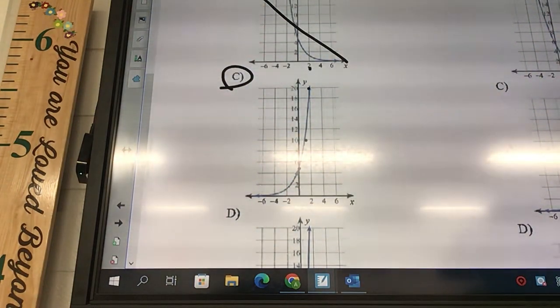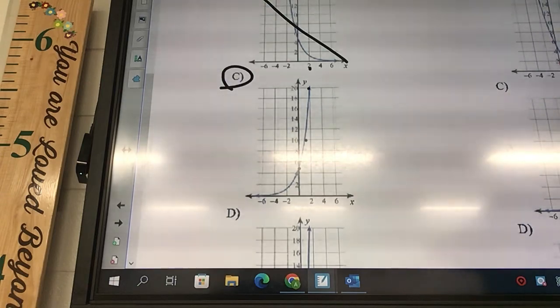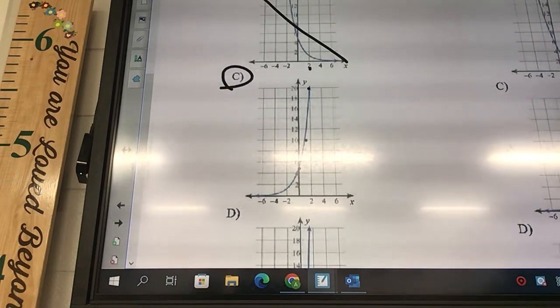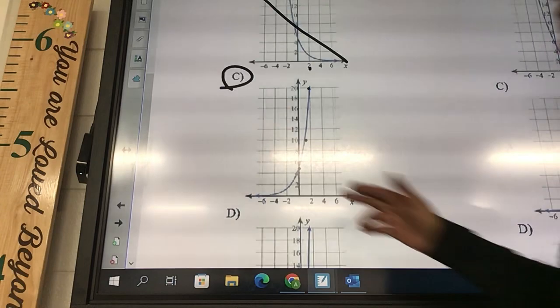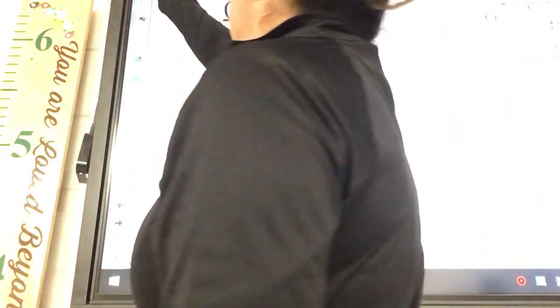Maggie, fix your shirt. Your whole back is hanging out. Untie it. Or go get a jacket, one of the two. Or go to the office. I don't really care.